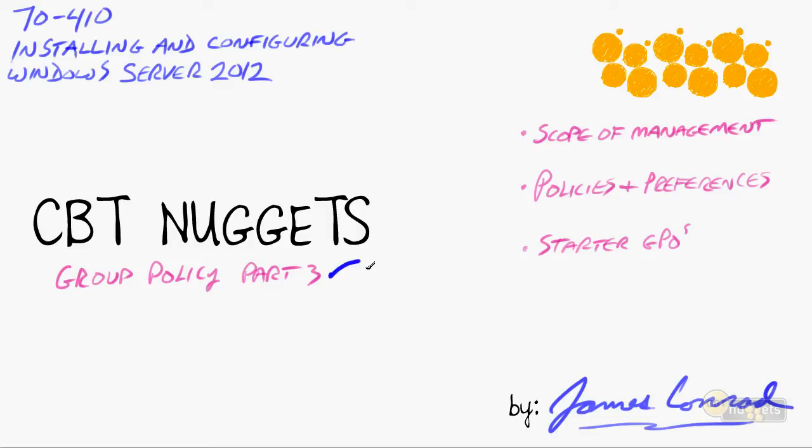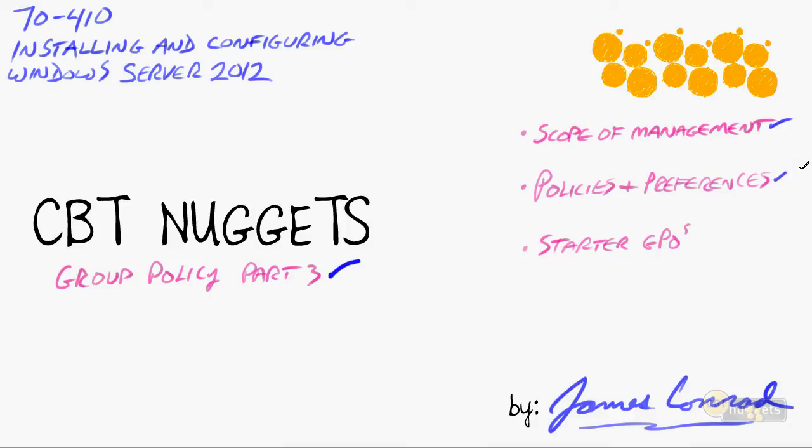In this nugget, we continue group policy with part 3, where we discuss scope of management, also known as the order of inheritance. And this is how you can tell what policies will apply, because very often you'll have many policies that apply to a given user or computer. It's important to understand if any of them will override or take precedence over another one.